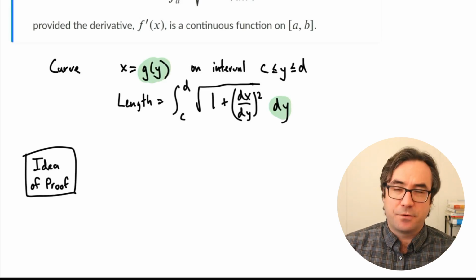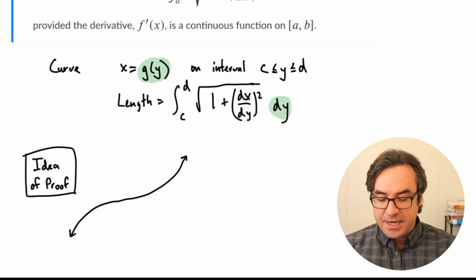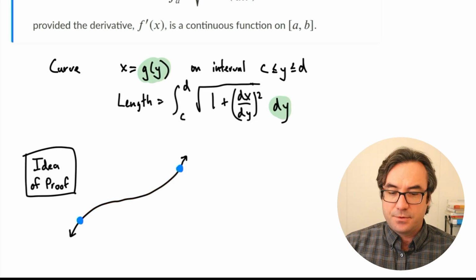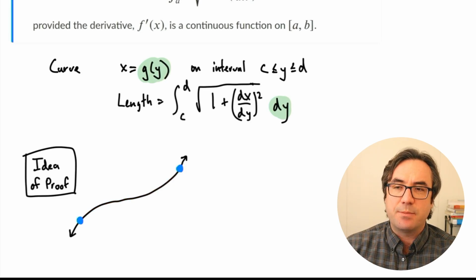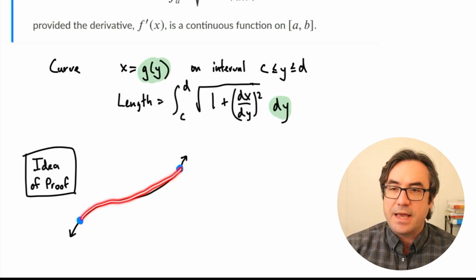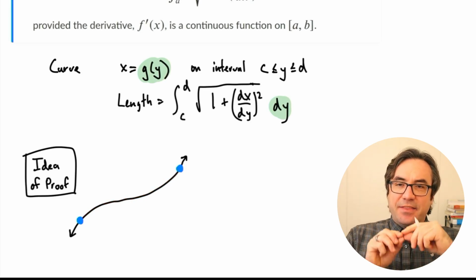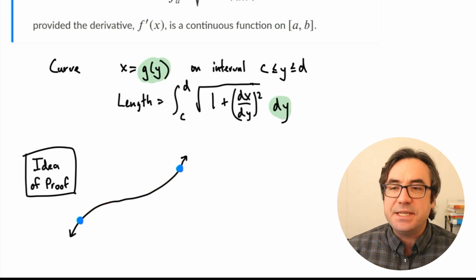So let's start with a curve. Let's say this is our curve here. And we're interested in just figuring out the length for a section of this curve, going from x equals a to x equals b as the other endpoint. So we want to know the length here. How do we do it? Well, our idea is to take that curve and break it up into a whole bunch of tiny little pieces.